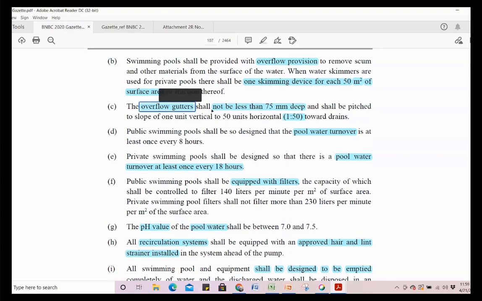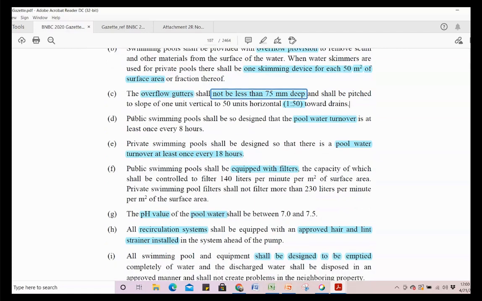The overflow gutters shall not be less than 75 millimeter deep, and shall be pitched to a slope of 1 unit vertical to 50 units horizontal. So 1:50 will be the pitch of the gutter slope, and it has a specific location. It shall not be less than 75 millimeter deep.